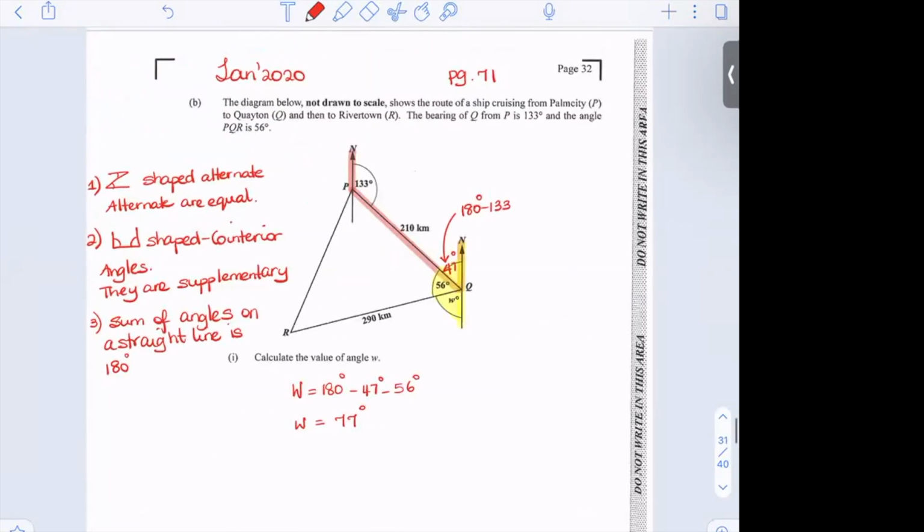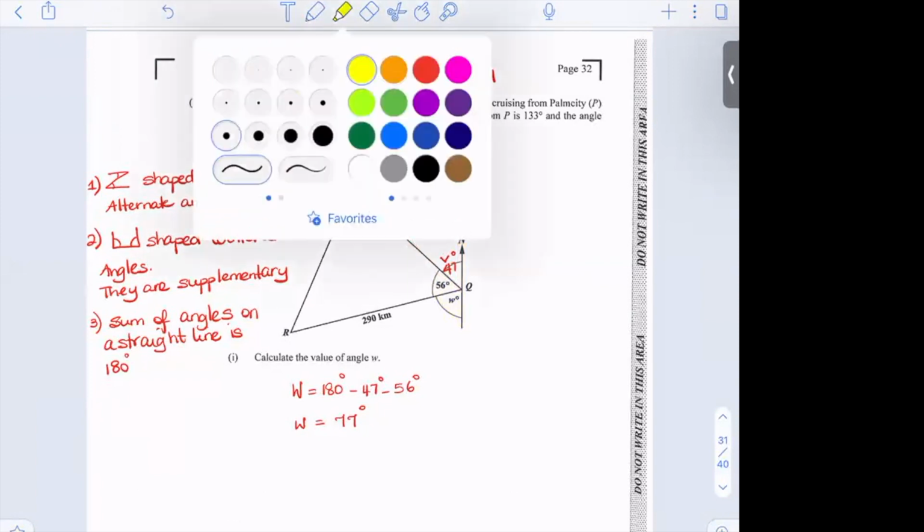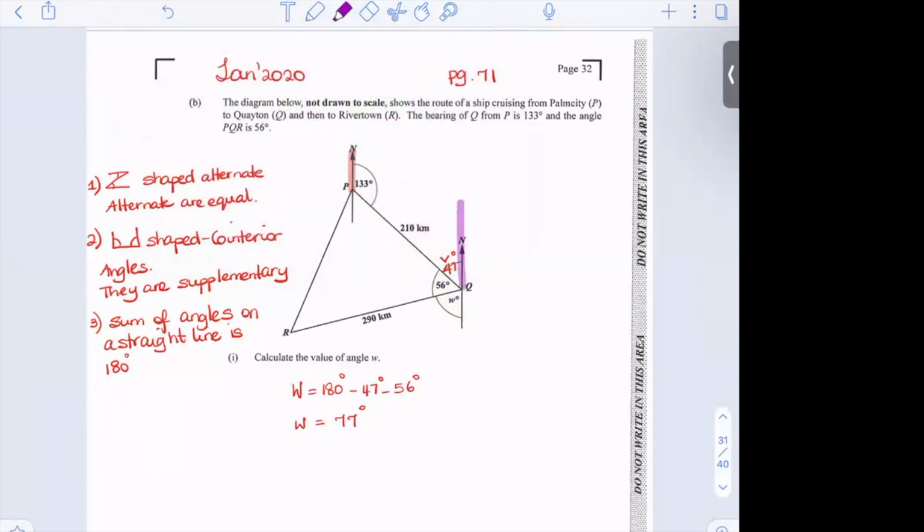Determine the bearing of P from Q. Underline from Q in your booklet. Where we see the word from, we are going to set up the north line. So we're going to set up the north line from Q. This is my north line. What do we want? The bearing from Q of P. So we want this whole angle here.